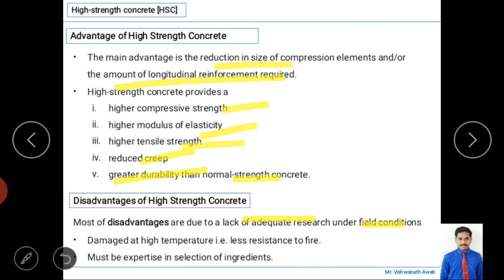One is damage at high temperature, meaning it has less fire resistance, and it requires expertise in the selection of ingredients. So one is less fire resistance, and you require more expertise, more knowledge, and more skill to select the material. Why? Because, as I told, there are many important conditions; otherwise it will make a wrong concrete preparation and you won't get any strength, and it will become normal concrete. If you want to get high strength concrete, you have to be very careful in selecting materials, right?